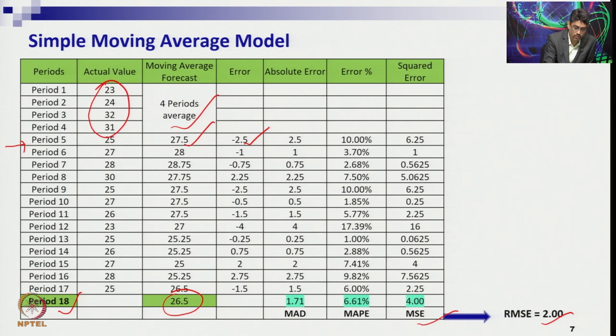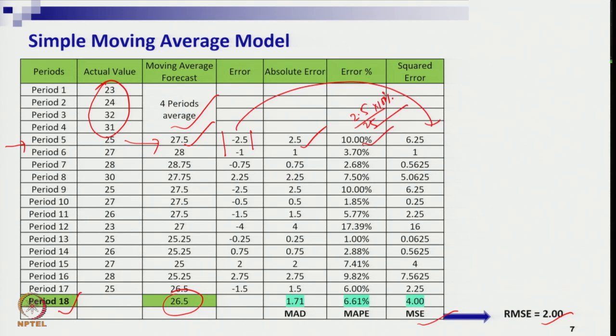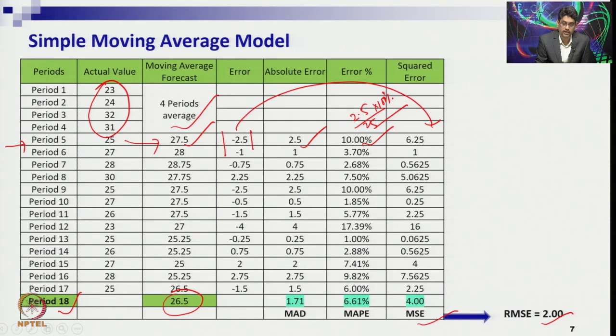Now we are adding a new component, that is called error. So what is the error? The actual minus forecast. So here you can see that minus 2.5. Keep it as it is. Then the absolute value we have taken, and that is 2.5, and we have taken percentage error. That means 2.5, the absolute value, divided by 25, into 100%. So this way you have calculated the error, and the square error is nothing but the square of this, or square of absolute value, whichever you want. So for the first iteration we have done it, store it.